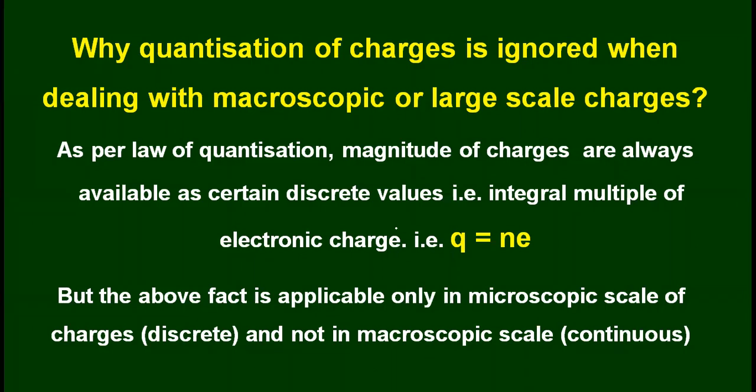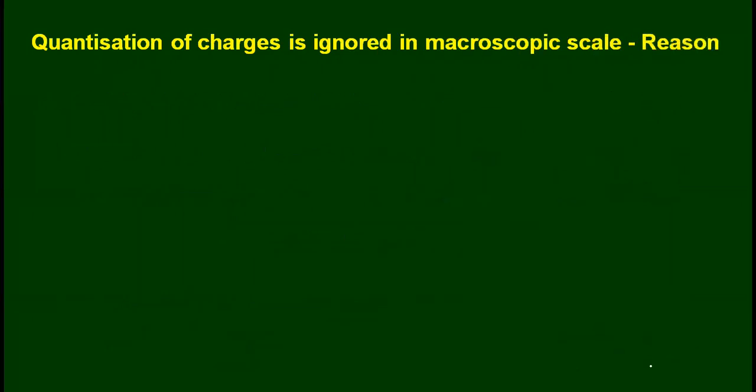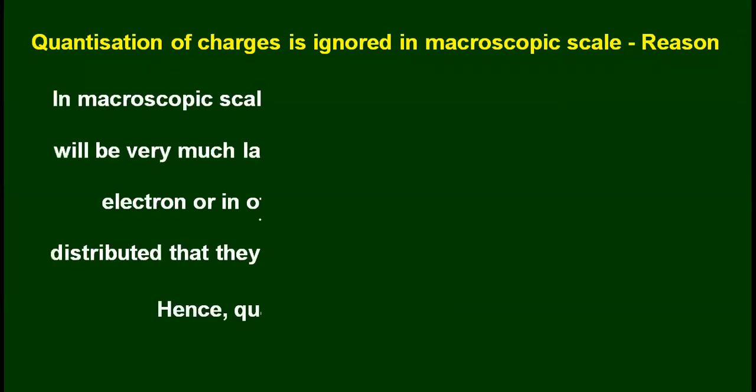So as per the law of quantization of charges, the magnitude of charges are always available as certain discrete values, that is, an integral multiple of the charge carried by an electron, Q equals NE. And this concept is applicable only for microscopic scale, that is, for charges having discrete nature, and not in macroscopic scale where the charges have continuous distribution. Now this is the reason. So if they ask you why quantization of charges is ignored in macroscopic scale, you can write the answer I'm going to teach you now.